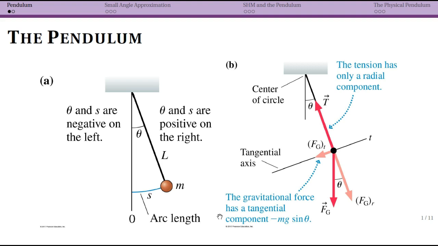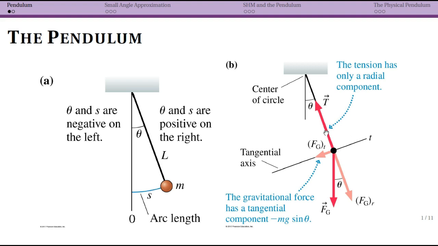So the question is then, is it simple harmonic motion? Can we model it with simple harmonic motion? How does the math and the physics compare to what we've been doing up till now? So this is the geometry of what's going on, but then we need to think about the forces involved. So the forces are now more complicated.